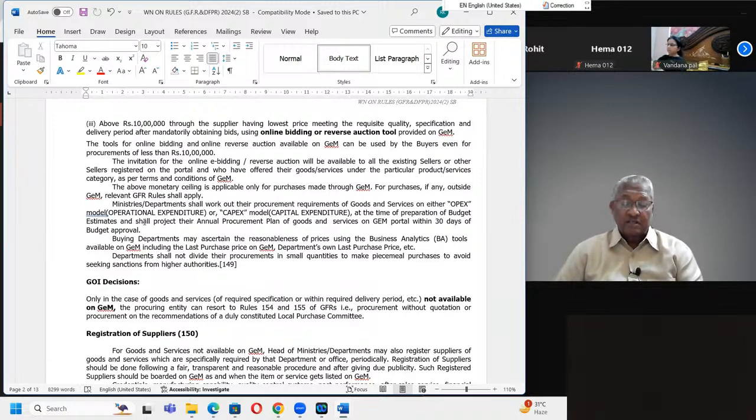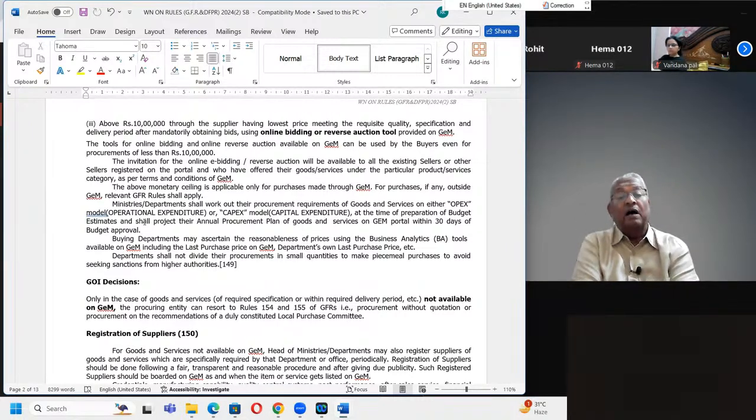Departments shall not divide their procurements in small quantities to make piecemeal purchases to avoid seeking sanctions from higher authorities. ये देखिए, suppose you want to purchase an item, maybe consumable or a machinery. If, suppose, you want to purchase 10 photocopiers, then you may be required to approach the ministry for sanction. If you are purchasing only 3 photocopiers at a time, then you need not approach the ministry.